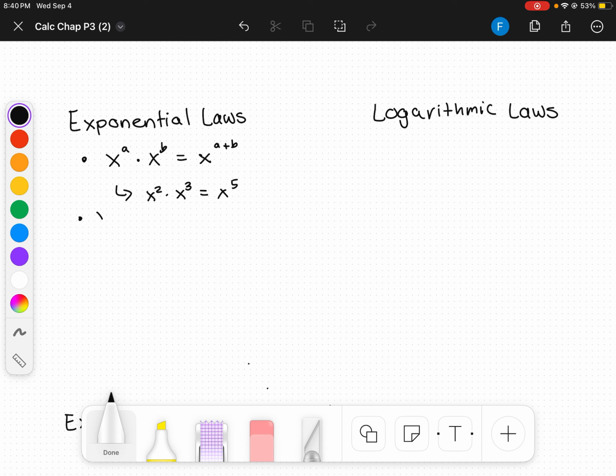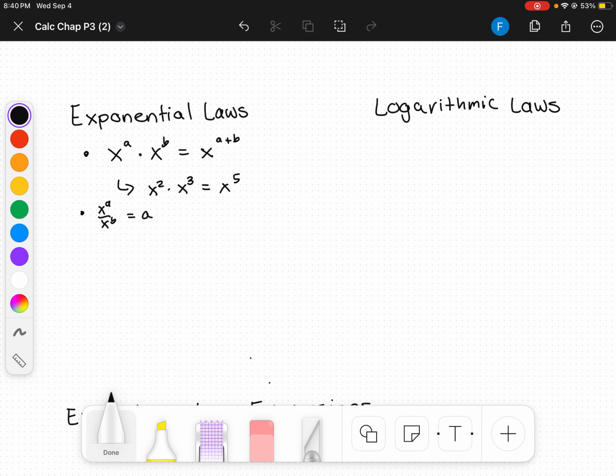Another law for us, if you have x to the power of a over x to the b, to simplify that, you would just have to subtract. You would have x to the a minus b. Okay, so your example of that, I have x to the 7th over x to the 4th, and that would just simplify down to x to the 3rd. All right, we're going to keep grooving with this. Again, these exponent laws, I know you've dealt with these ones before. It's the log ones that might be a little fresher for us.